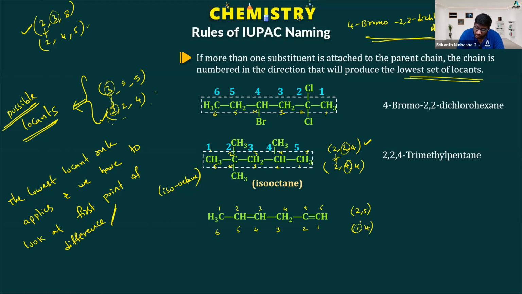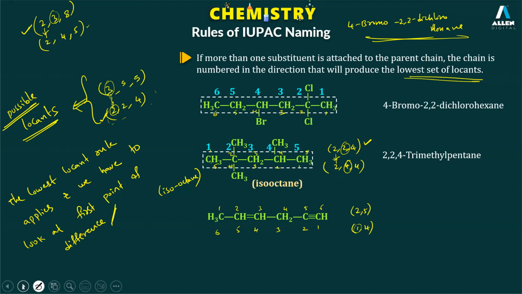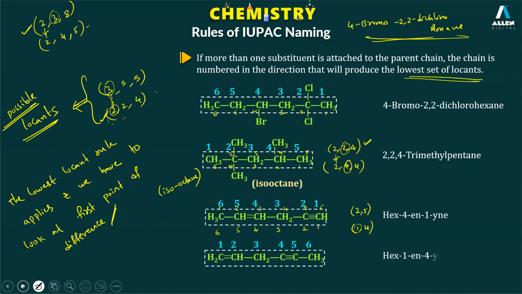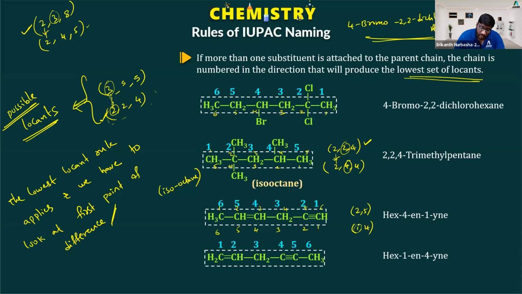Among 2 and 1, which is the lowest? 1 is the lowest. So this should be considered, or the other? So 1, 4 should be considered or not? Yes. So if you look at this particular compound, you should give it 1, 4 as the highest priority. Why? Because of the lowest locant rule, which is given high priority. So hex-1-en-4-yne.